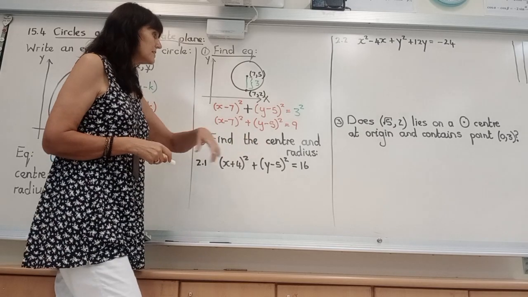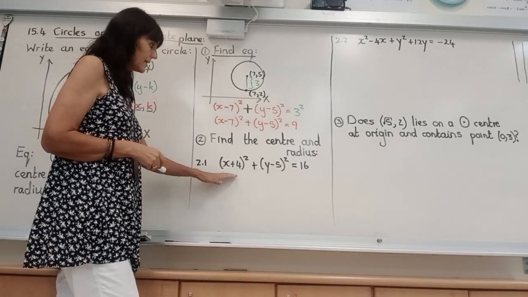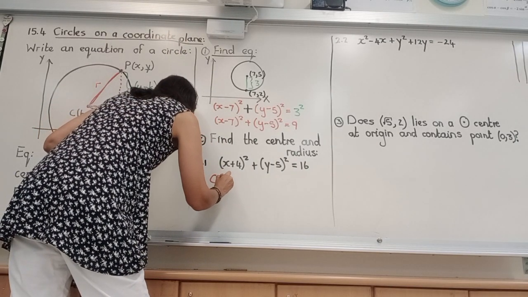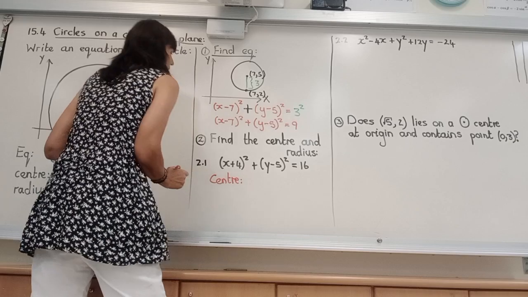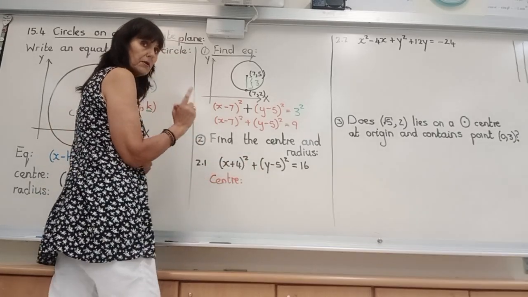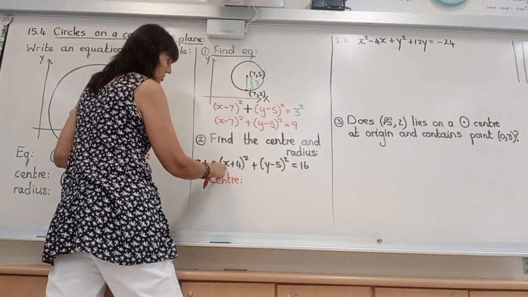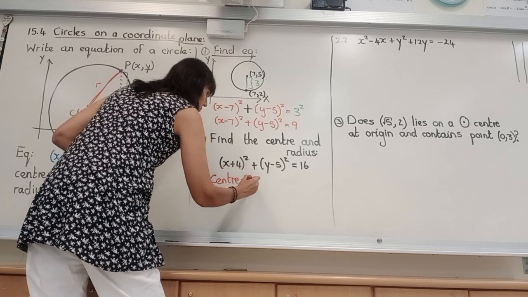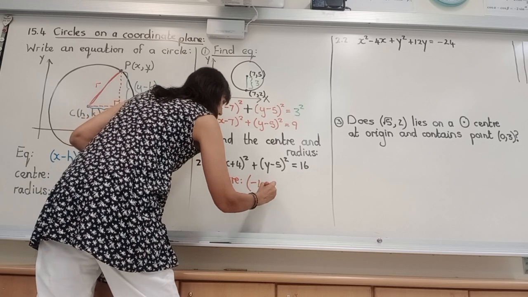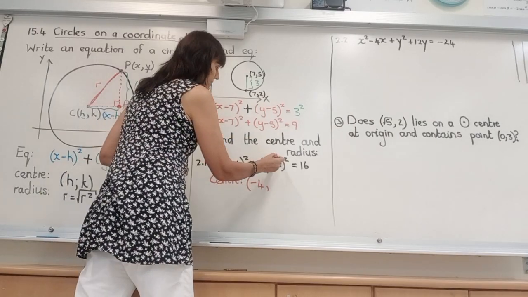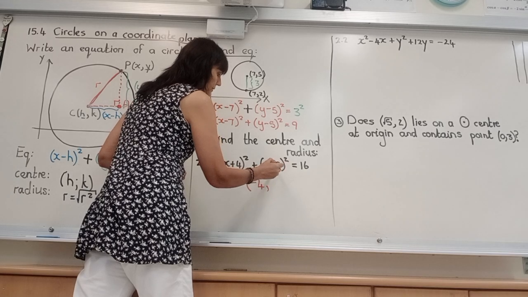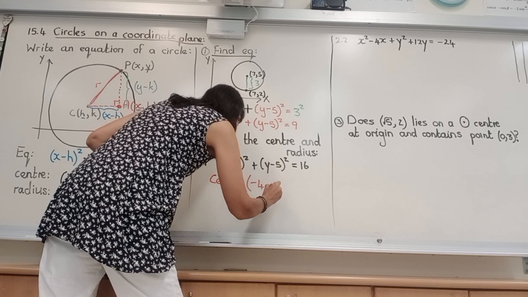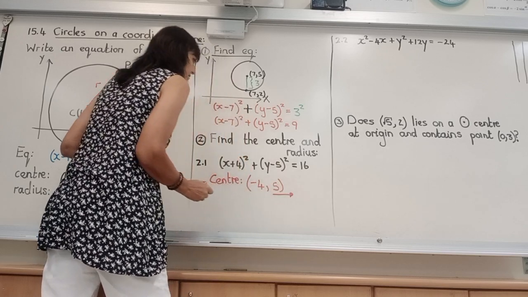Next they say find the center and the radius, and they give you the formula. So how do I find the center if I have this? Remember, the sign must change. Here's a plus 4, so my x coordinate changed the sign, negative 4. Here's my y minus 5. The y coordinate of the center, change the sign, make it positive, and there I have a center.